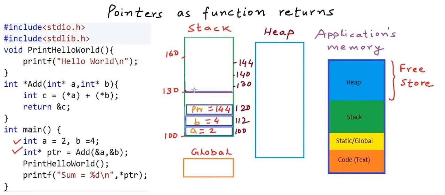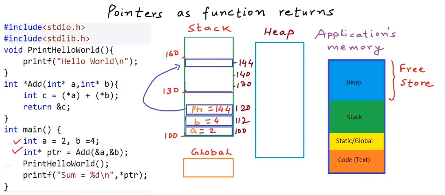Now this memory above address 130 can be used for other function calls, and even though this pointer variable ptr stores the address 144, the address of this particular block, it kind of points to this particular block. The data here is not guaranteed because this memory has been deallocated.